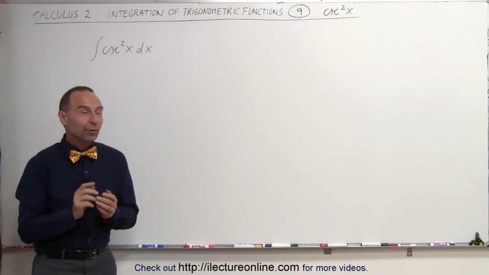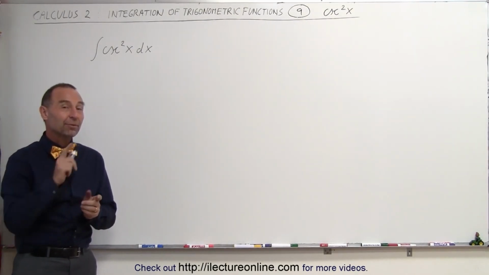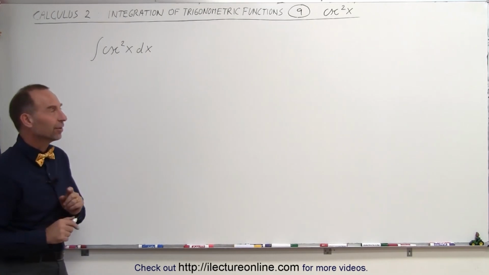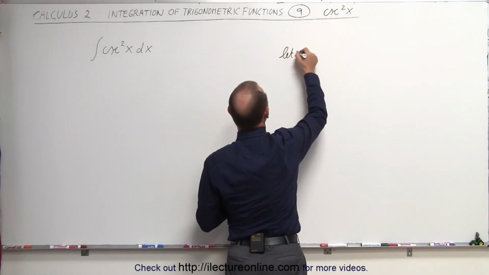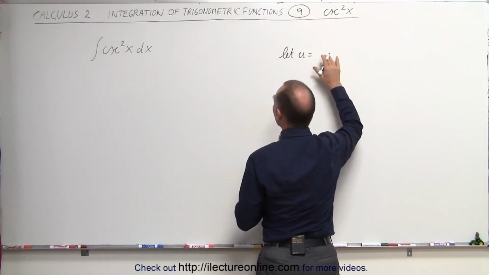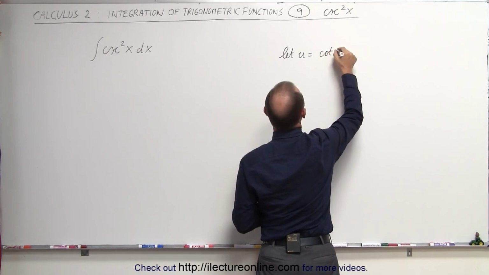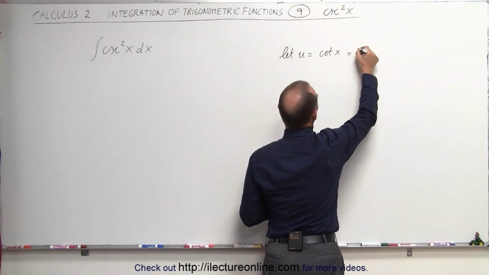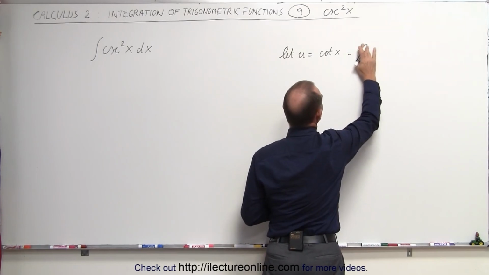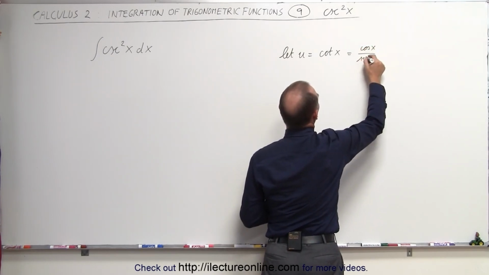In this video, we're going to try to find the integral of the cosecant square of x. And if you learn anything from the previous video, we might have a hint. How about doing the following? Let u equal, instead of the tangent of x like we did in the previous video, we're going to try the cotangent of x. In that case, of course, the cotangent of x is equal to the cosine of x divided by the sine of x.